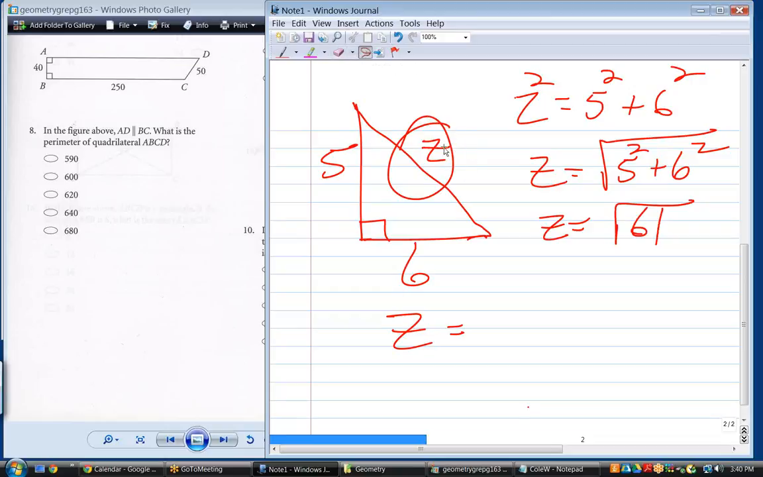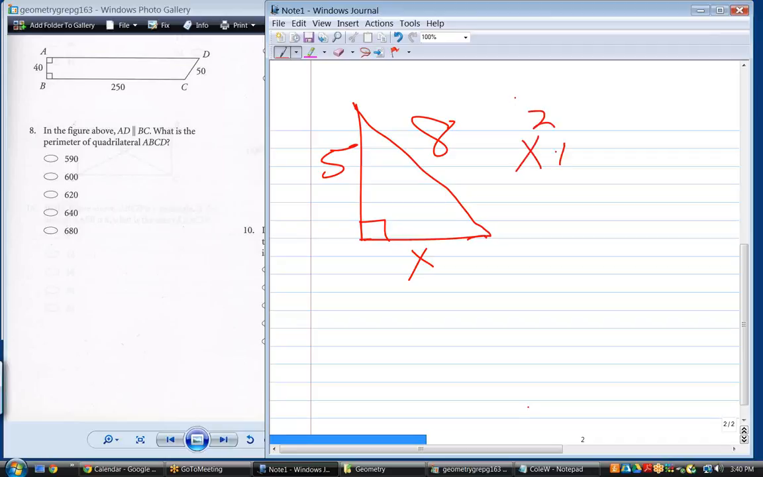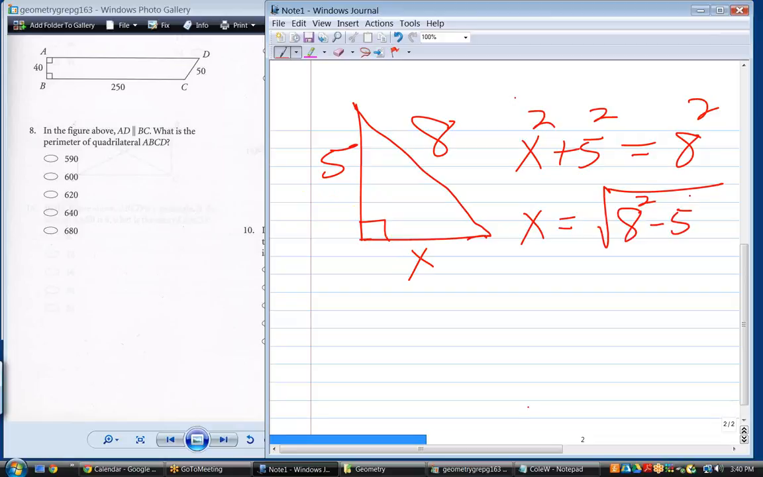If we are solving for a short side, in other words, let's solve for this, and let's make this side 8. Well, I still have x squared plus 5 squared equals 8 squared. So x must always be, one of the short sides, is the square root of the hypotenuse squared minus the other short side squared. And those are the only two formulas you really have to memorize.